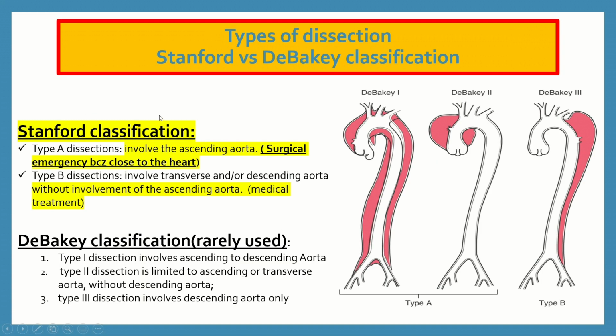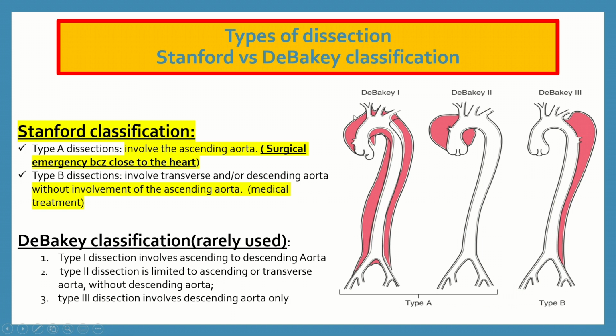Finally, I will talk about the classification of dissection. It's important to classify dissection in order to choose what is the appropriate type of management the patient will need. So we have two classifications. We have the Stanford classification and the DeBakey classification, which is rarely used. The Stanford classification classifies dissection into two types, type A and type B.